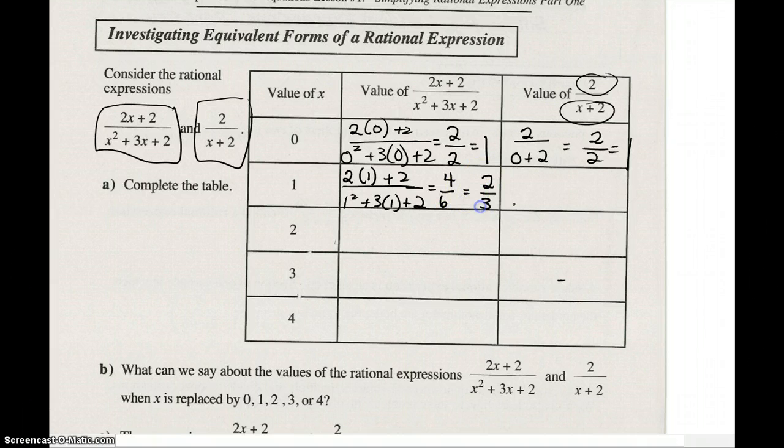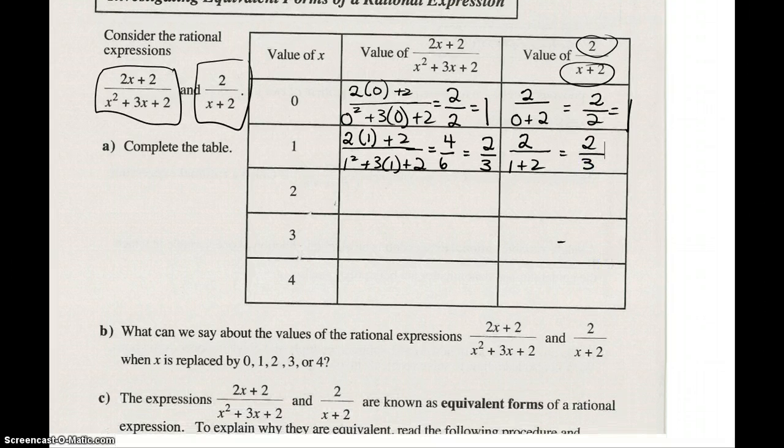And I should get 2/3. Now if I go and do the same thing on this side, remember there's a constant on top, so it's a 2, and if I put my 1 in for the x, I'm going to get, oh, what do you know, 2/3. Interesting.